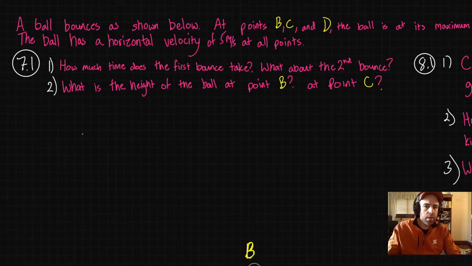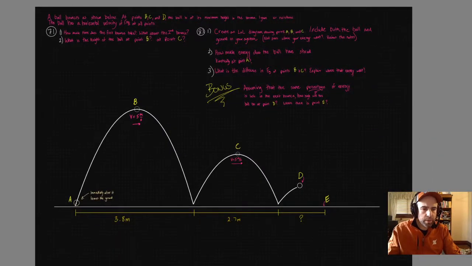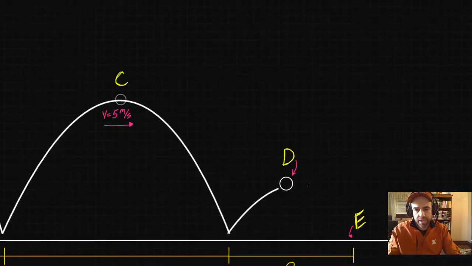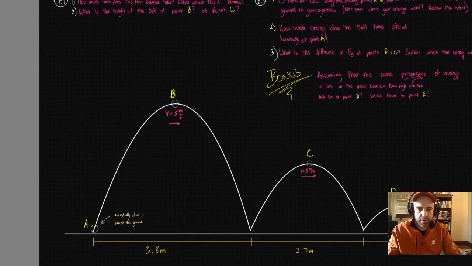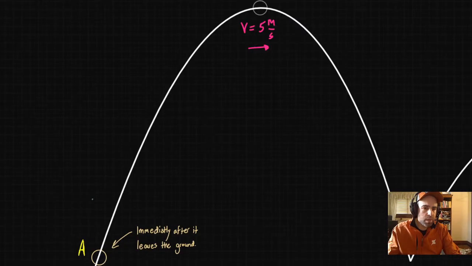So what we have here is a ball. We have 4 points on the ball, A, B, C, and D. We're not told anything about point A, we're not told anything about point D, except that I think we can assume it's still moving 5 meters per second to the right. We are told that it's always moving 5 meters per second to the right.